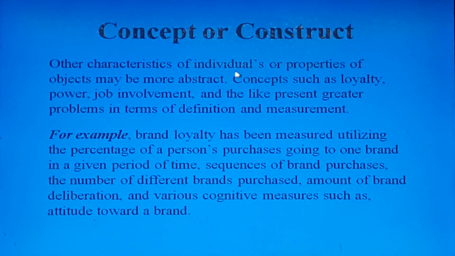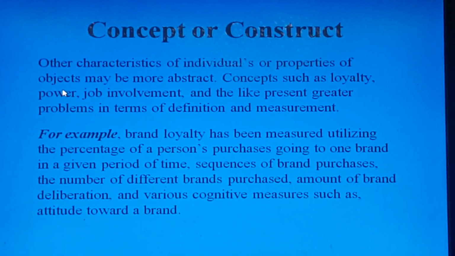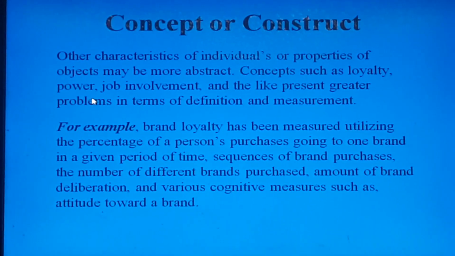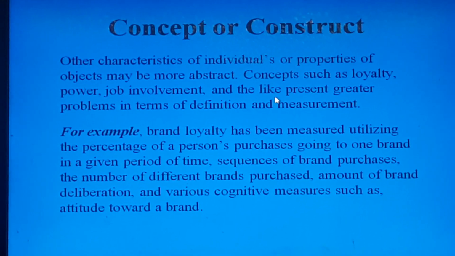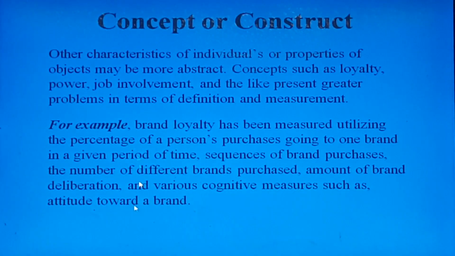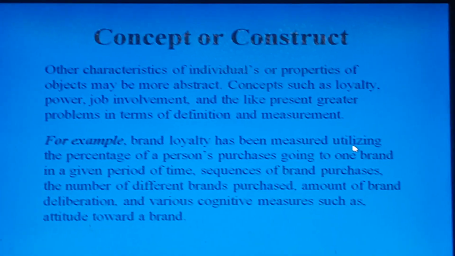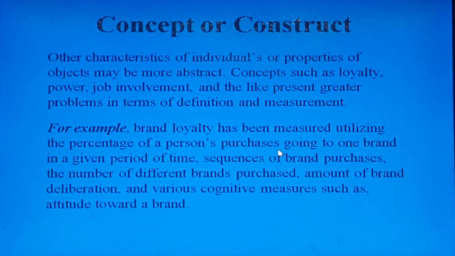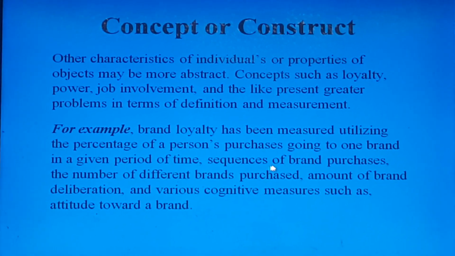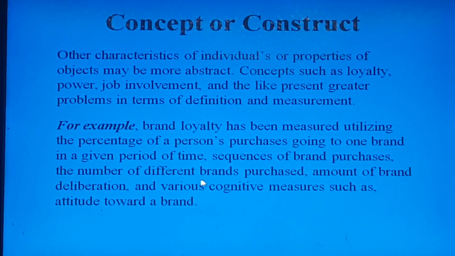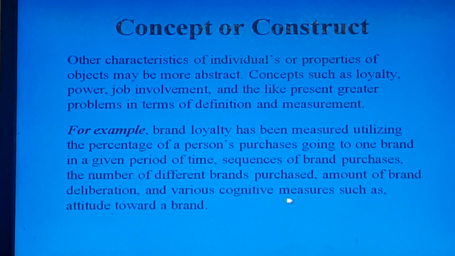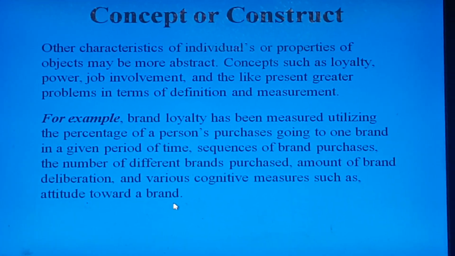Other characteristics of individuals or properties of objects may be more abstract. Concepts such as loyalty, power, job involvement, and the like present greater problems in terms of definition and measurement. For example, brand loyalty has been measured utilizing the percentage of a person's purchases going to one brand in a given period of time, sequences of brand purchases, the number of different brands purchased, amount of brand deliberation, and various cognitive measures such as attitude toward a brand.